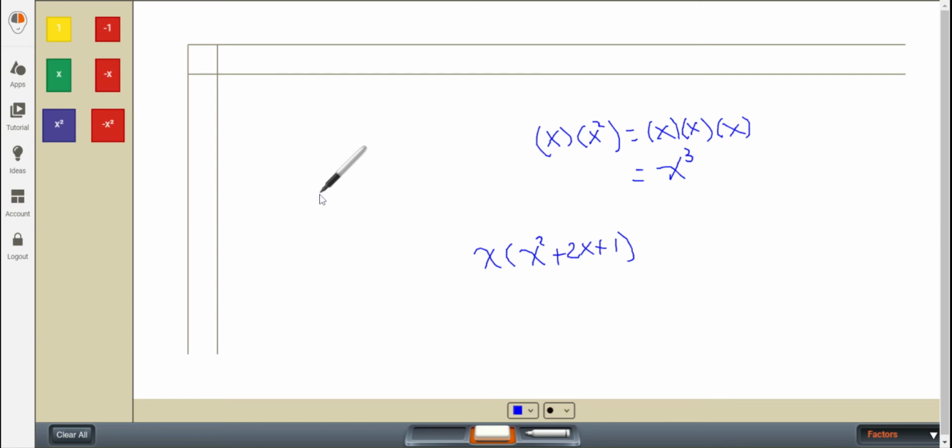So what I'm going to do is not use the tiles, but I use the same method. I'm going to use these as my area model. And I'm going to still think of this as the length and this as the width. It is the same idea, and I hope you can see it very easily. So my length is x. So I'm just going to literally write it here. And the width is x squared plus 2x plus 1. So I'm going to write it here as well. x squared plus 2x plus 1.